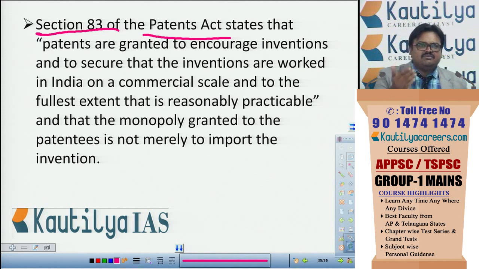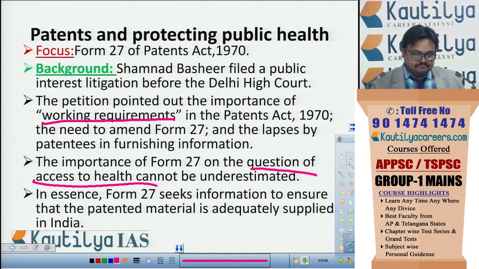So if a company from Switzerland comes to India, the government feels that the company has to transfer the technology to another company so that these products can be produced on a commercial scale. Once the medicines are produced on a commercial scale, that will have a very positive impact on the health scenario of our country. So the title of this particular article, Patents and Protecting Public Health, is valid. This is about this article on Patents and Protecting Public Health.